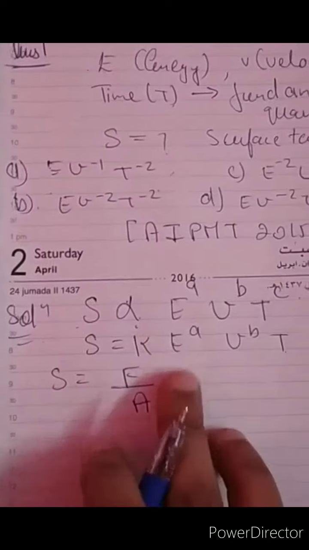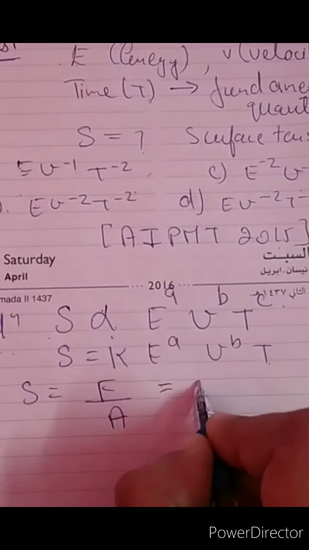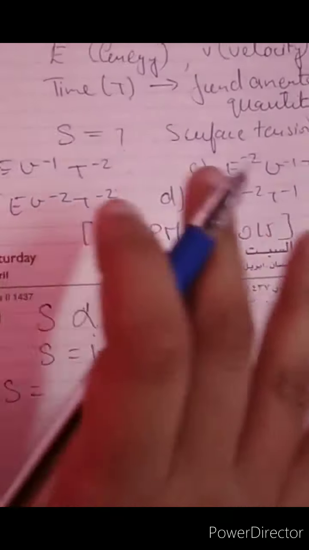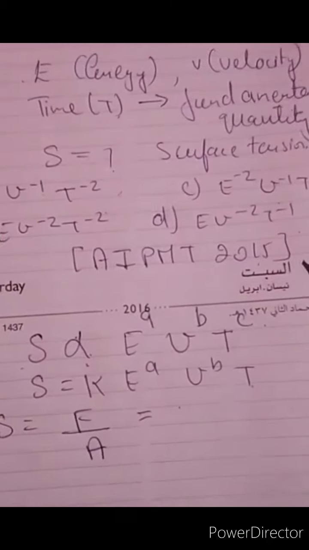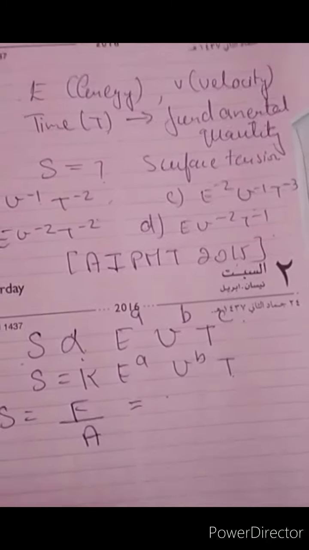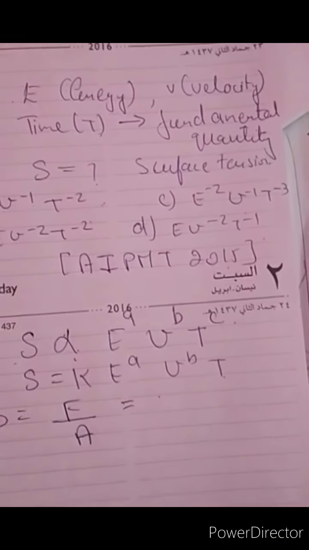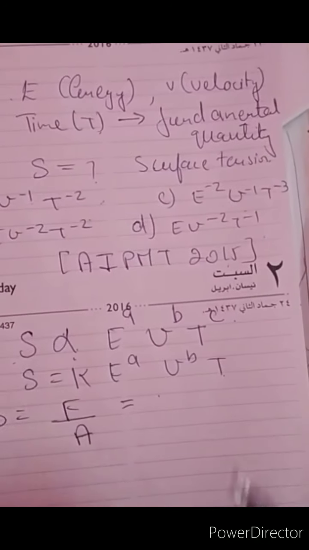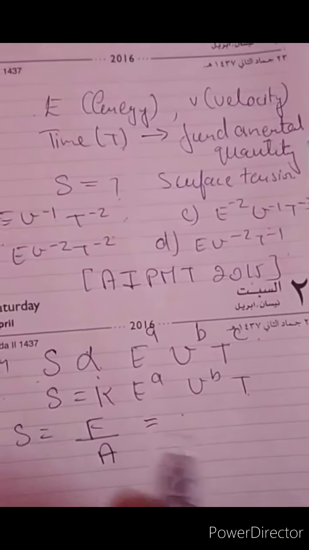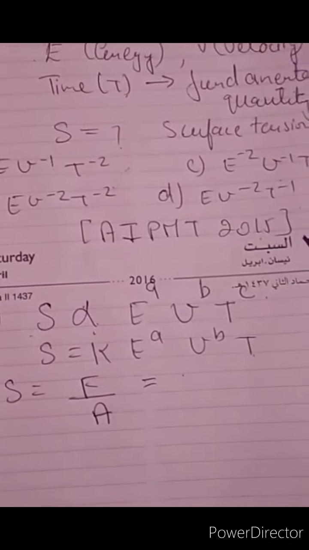Surface tension is equal to force per unit area. I'm not going to give so much detail in this. All details I have given in my part 1, part 2 and part 3, so please do have a check. I'm just directly doing all the things over here.